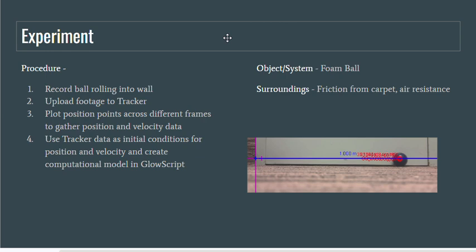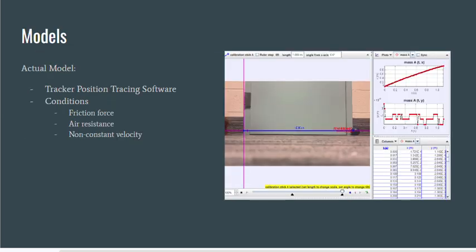The object or system was the foam ball, and the surroundings were the friction from the carpet and air resistance. This is the Tracker model. Some of the conditions were friction force, air resistance, and non-constant velocity.